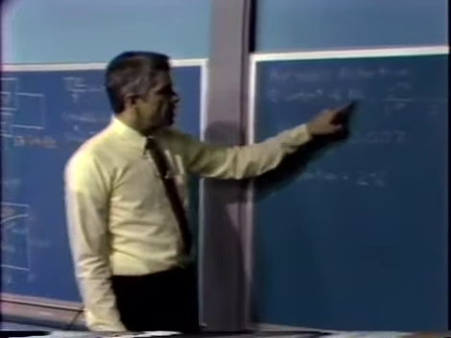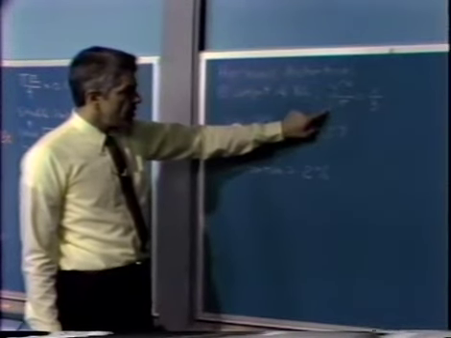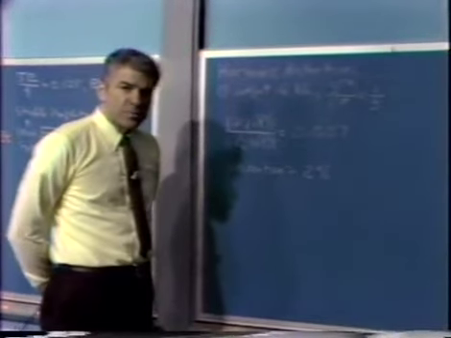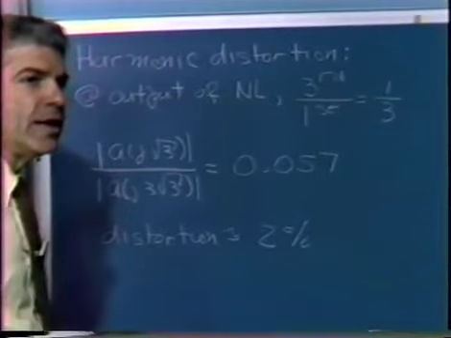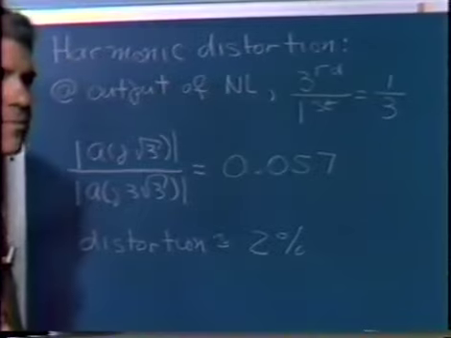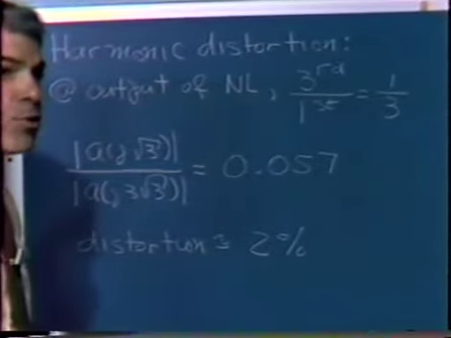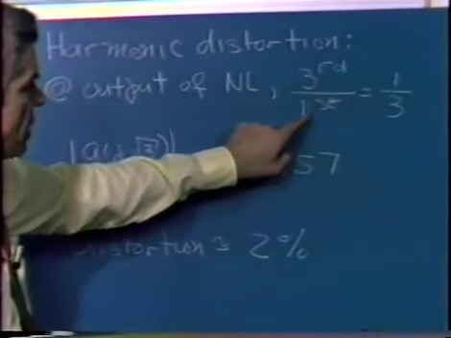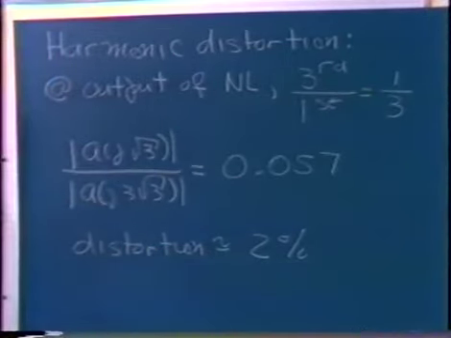Well, let's look at that calculation. At the output of the nonlinearity, the ratio of the third harmonic to the first, to the fundamental, is simply 1/3. The Fourier expansion for a square wave, of course, is 4 over pi times the sum of the odd harmonics, where the amplitude of the various harmonics is inversely proportional to the order of the harmonic. So at least the third harmonic relative to the fundamental has an amplitude of 1/3.